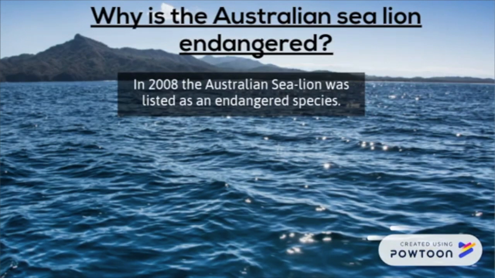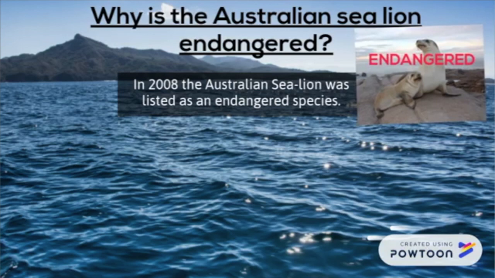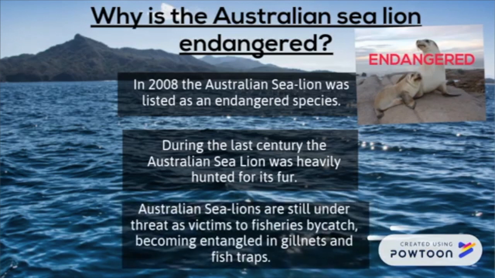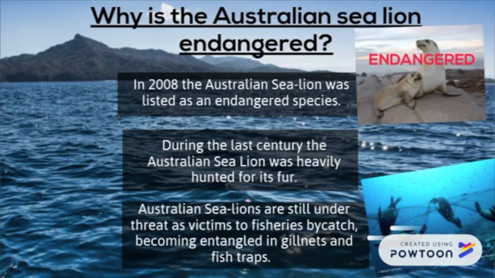Why is the Australian sea lion endangered? In 2008, the Australian sea lion was listed as an endangered species. During the last century, the Australian sea lion was heavily hunted for its fur. Australian sea lions are still under threat as victims to fisheries bycatch, becoming entangled in gill nets and fish traps.